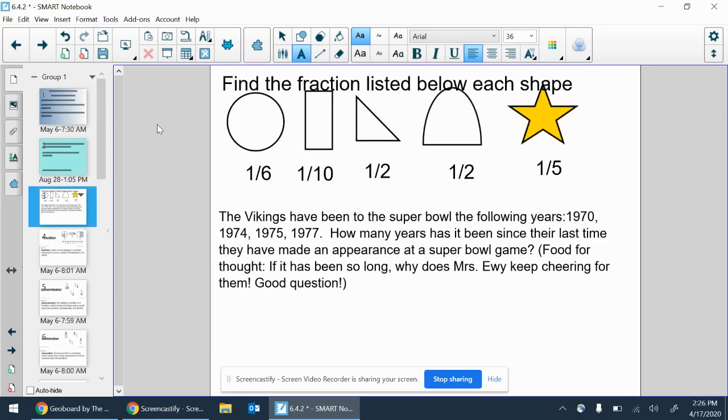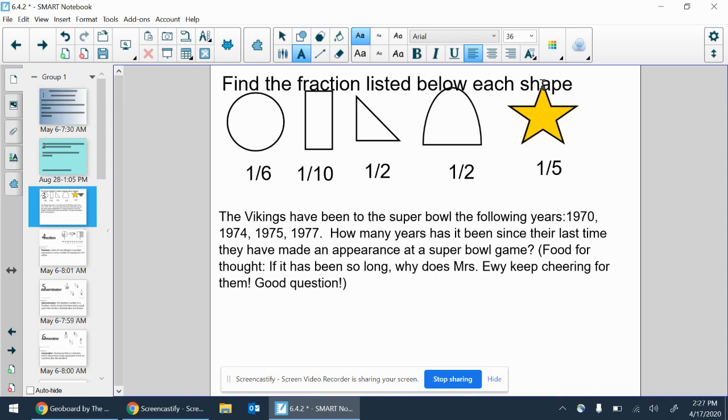Here is our warm-up problems. You're going to find the fraction that's listed below each shape. If you take this circle, I want you to cut it into 6 and shade one of those 6 in. The rectangle needs to be 1/10. The triangle is a half. The half oval, or the semicircle, is 1/2, and then this one's a little tricky. Give it a try. If you remember that it needs to be split into equal pieces.